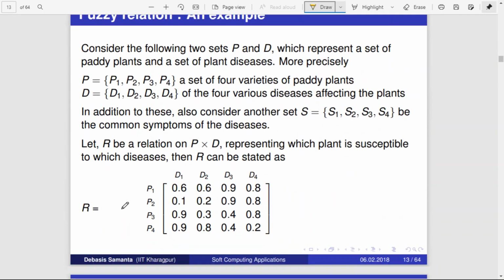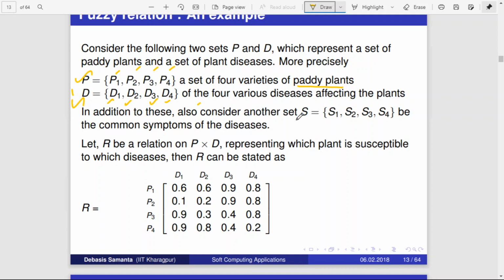There are some more examples for composition given here. Say we have two fuzzy sets P and D, where P contains values P1, P2, P3, P4. These represent different types of paddy plants. And D contains the values D1, D2, D3, and D4. These represent different types of disease that can affect a paddy plant. D1 is one type of disease, D2 is another type of disease, D3 is another, D4 is another.